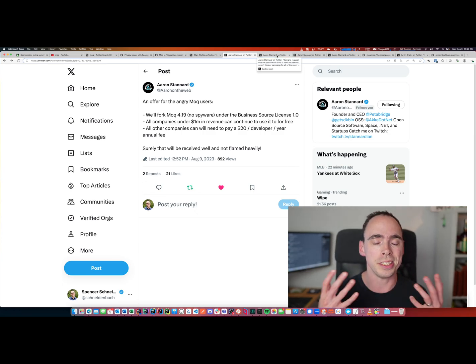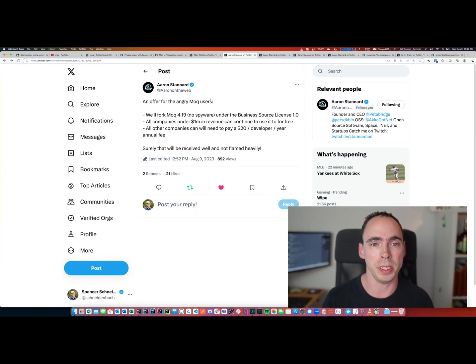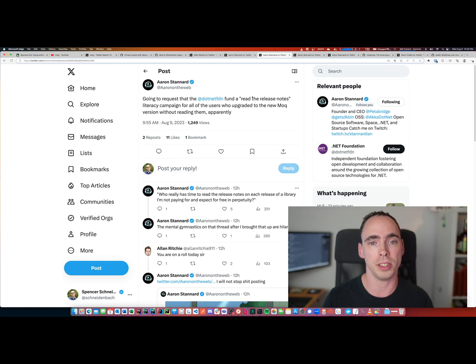And of course, his tongue-in-cheek response has been to offer to fork the mock library under a different license so that people would start paying for it. Or my personal favorite, requesting that the .NET Foundation fund a Read the Release Notes literacy campaign, as the author of mock did indeed put this in an announcement that he was adding this. Of course, nobody reads those, so of course this controversy blows up and people take to the internet and of course cause all kinds of chaos.